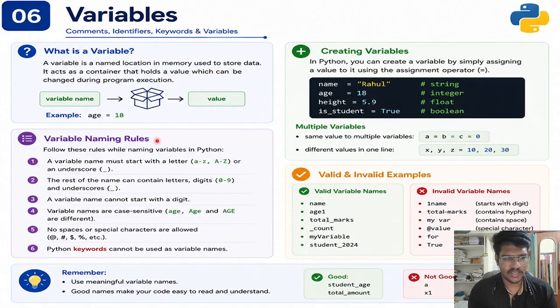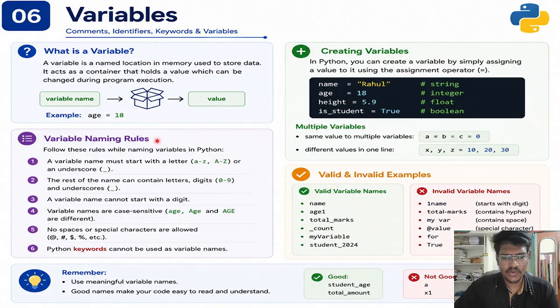Variable naming rules. There are some rules for naming the variable. The rules for naming the variable are exactly the same as the naming of identifiers. Must start with a letter or an underscore, can contain letters, digits, and underscores, cannot start with a digit. They are case sensitive, no spaces or special characters, cannot use Python keywords.